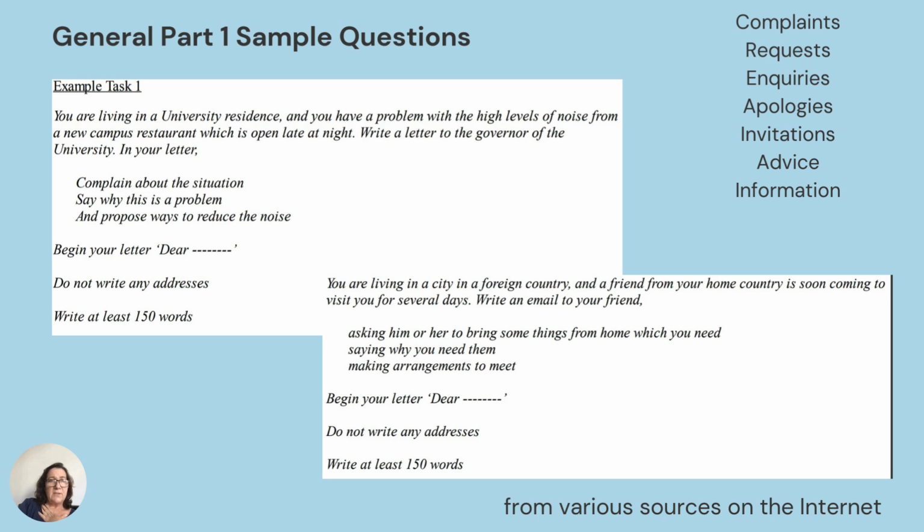So in task 1, you're living in a university residence and you have problems with high levels of noise from a new campus restaurant, which is open late at night. So write a letter to the governor of the university. In your letter, complain about the situation, say why this is a problem, and propose ways to reduce the noise. So you've got 3 very, very clear instructions here. And begin your letter with, dear, do not write any addresses and write at least 150 words.